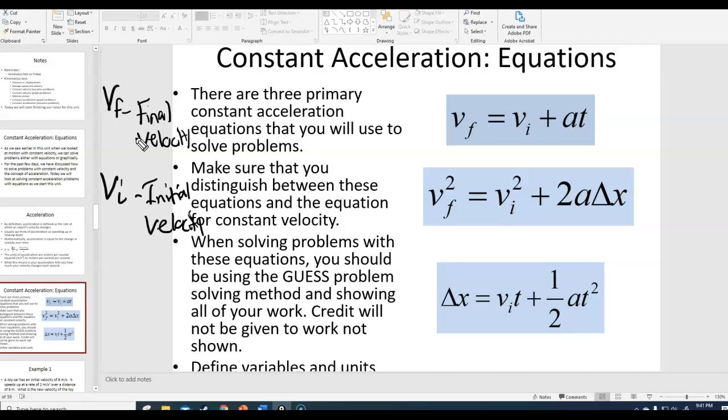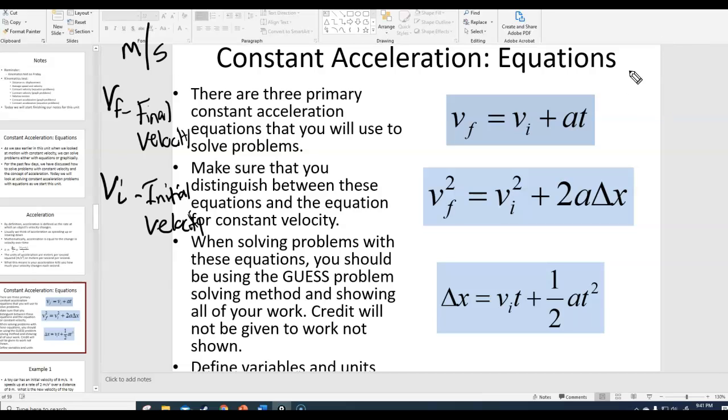Now, velocity is almost always measured in meters per second. So the unit for velocity is meters per second. If you see something measured in meters per second, you don't know which velocity that is without reading the question carefully. You're going to have to use context clues to figure out whether this velocity is the final velocity or the initial velocity.